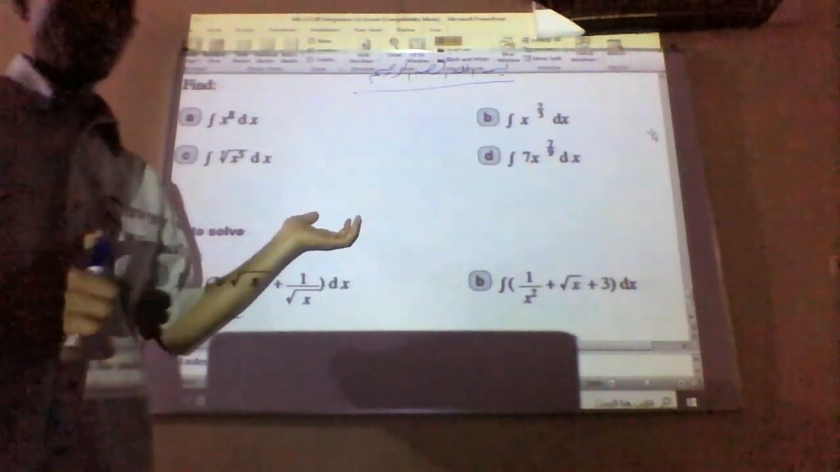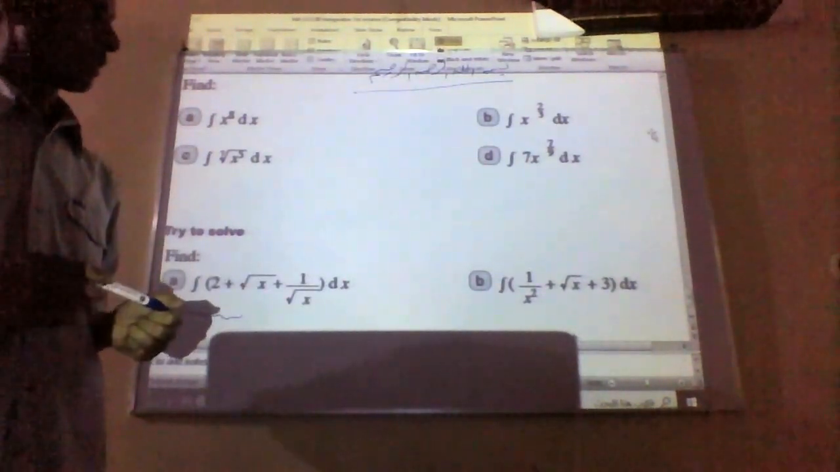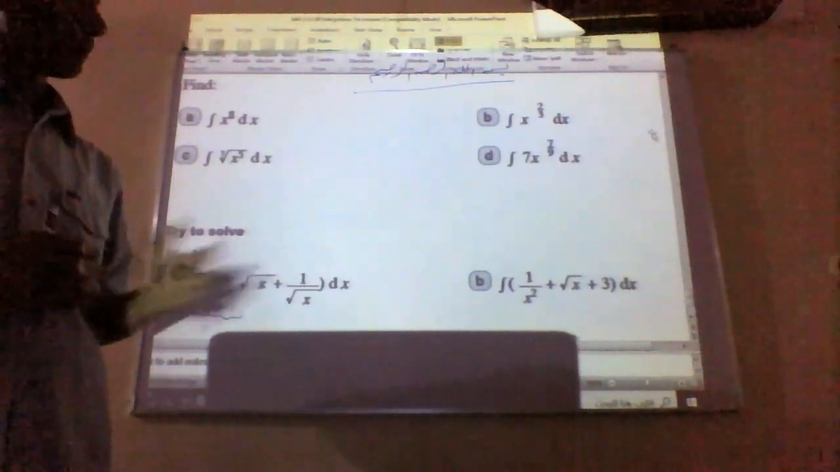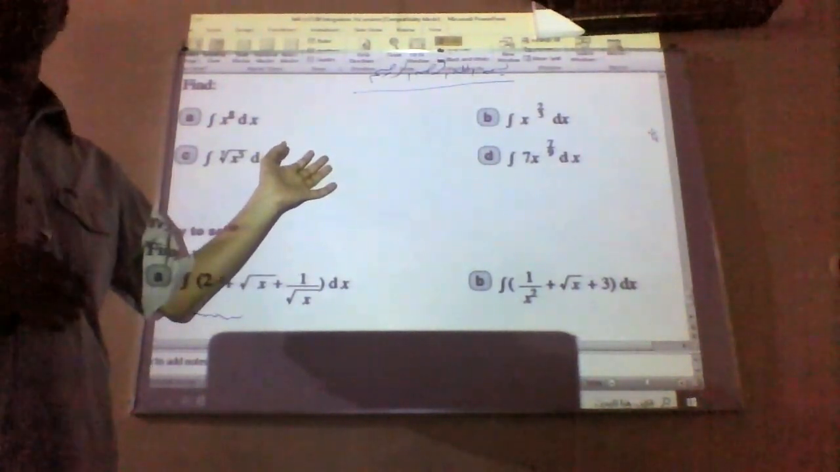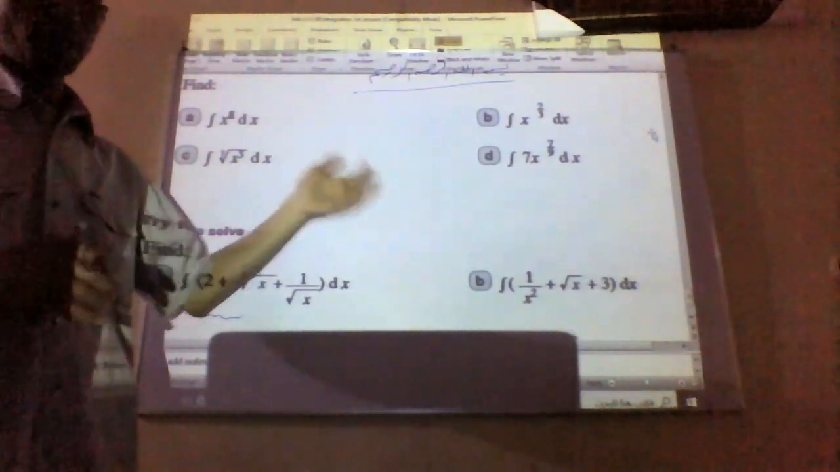I hope you understand the first session on integration. In the next sessions, we will go into rules of integration. We have many rules of integration in the next sessions, inshallah.